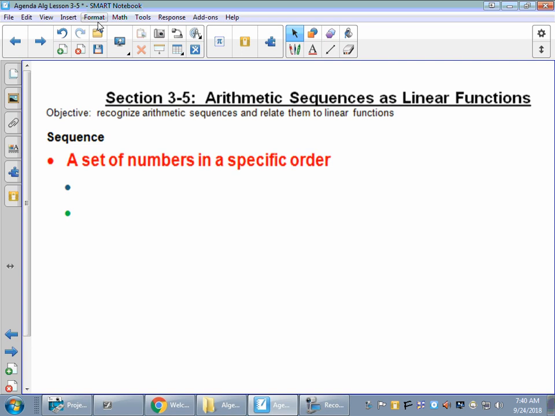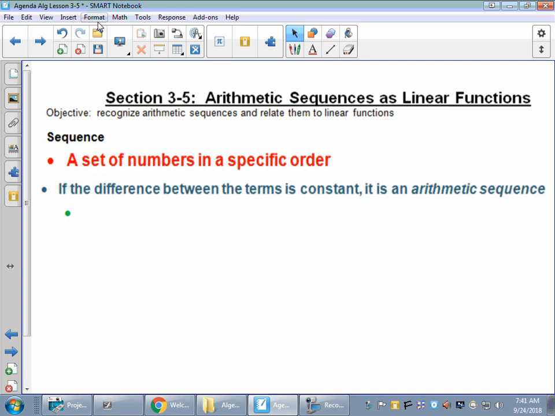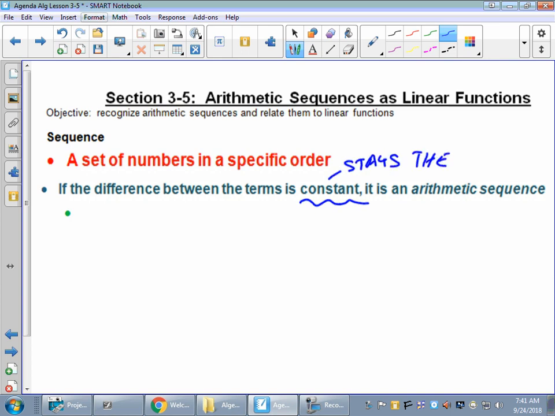It's just a set of numbers that are in a specific order. So we give you a set of numbers, they're in a certain order. That's called a sequence. If the difference between these terms is constant, then it is an arithmetic sequence. So constant meaning this difference stays the same. So maybe it always goes up by 2 or always goes up by 10. Whatever it is, you can find a pattern there where it stays the same.